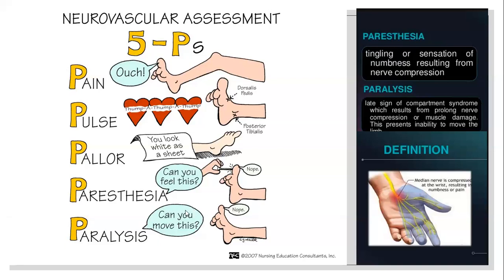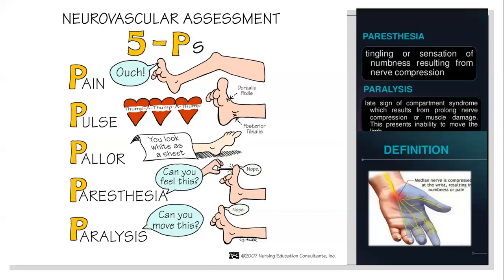Also, we check, can you move the tip of the finger? If the patient does, it is good. If the patient does not, it means paralysis. What is paralysis? A late sign of compartment syndrome, which results from prolonged nerve compression or muscle damage. This presents as inability to move the limbs.